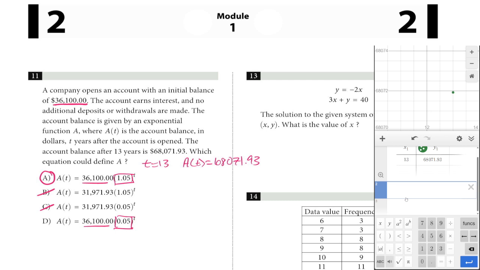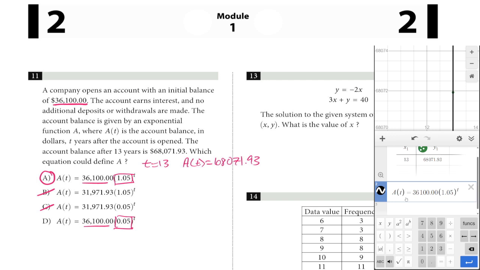So we're going to start with answer choice A, and I'm going to type it exactly how it's written. So I'm going to do A of t equals 36100, and I'll even put dot 00, parentheses 1.05 to the power t. And what do you know? It passes right through our point, so our answer is A.